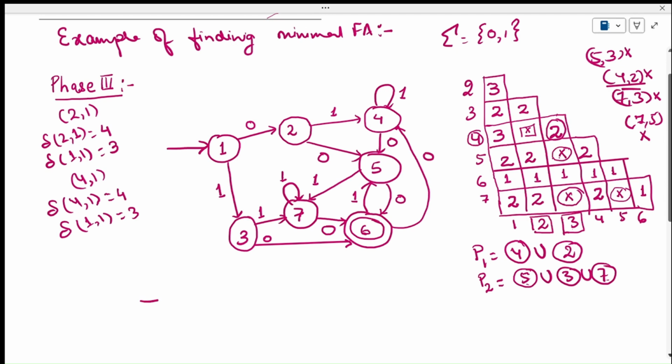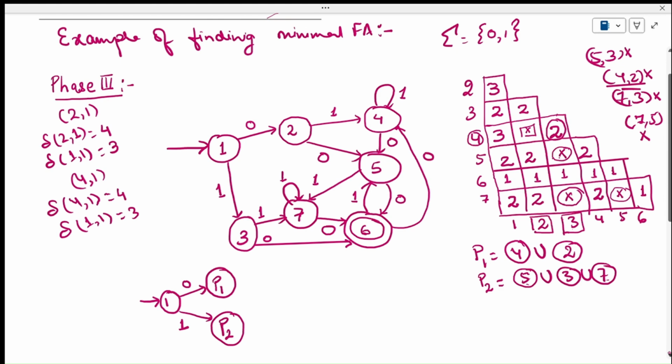Start with the initial state, which is 1. 1 on reading 0 is going to state 2. Where is 2 right now? It is in P1. So I will put P1 here. 1 on reading 1 is going to state 3. Where is 3 right now? It is with P2. So I will write P2 here.